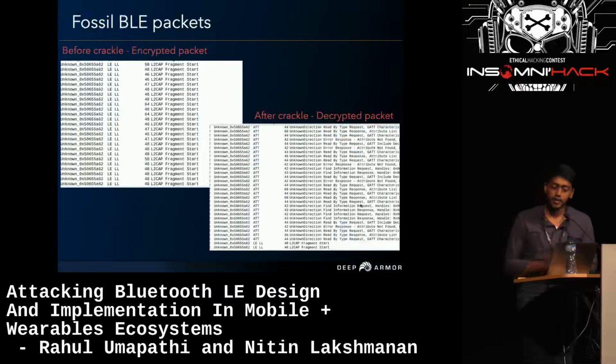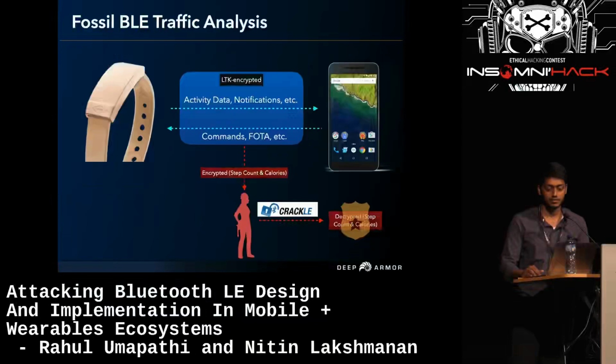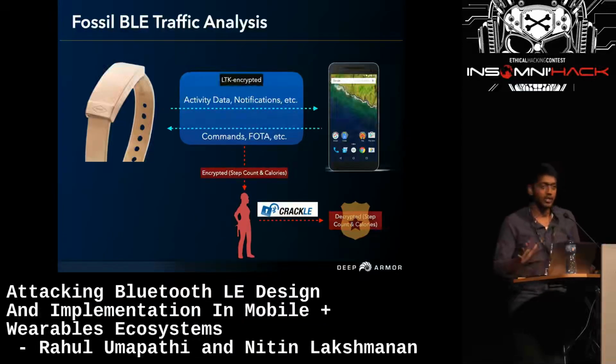So before Crackle, the encrypted packets were L2CAP fragments, and after they are passed to Crackle, we get the decrypted packets, which have all the Bluetooth attributes and attribute-level GATT information. All the things are there in the Fossil. So this is what has happened.